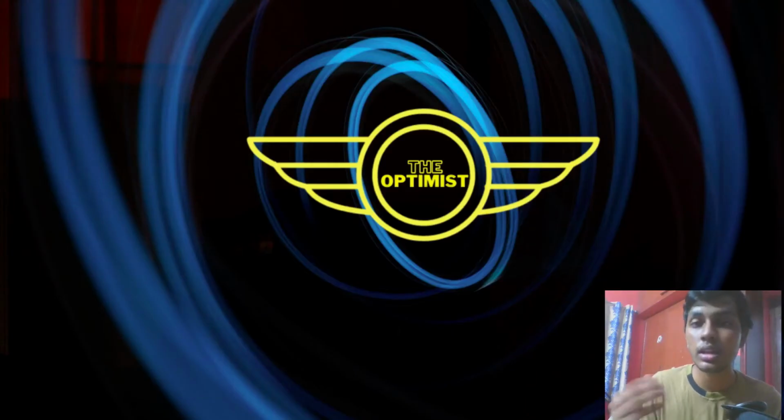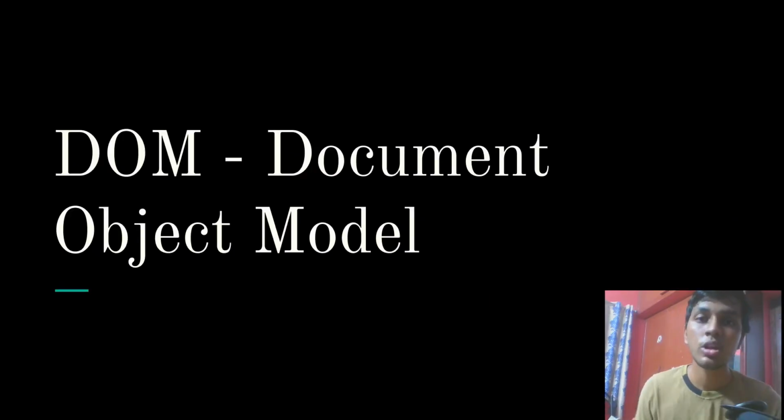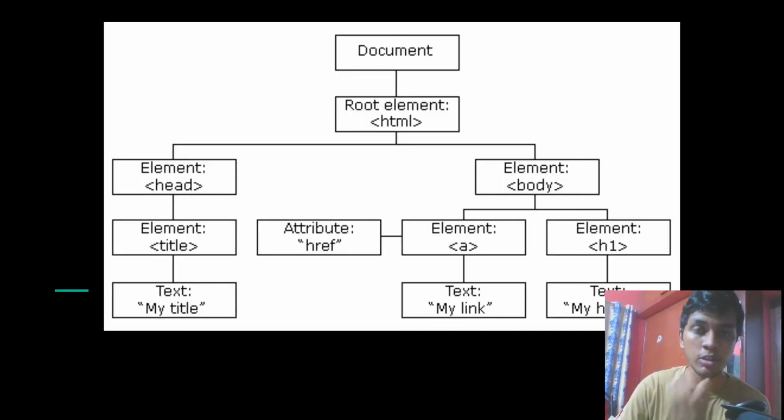Alright, first let's start with the abbreviation. DOM means Document Object Model. Okay, what the hell does that mean? You see, websites written in HTML are structured in a specific format. With the help of this image from W3 Schools, let's understand the DOM structure even more.